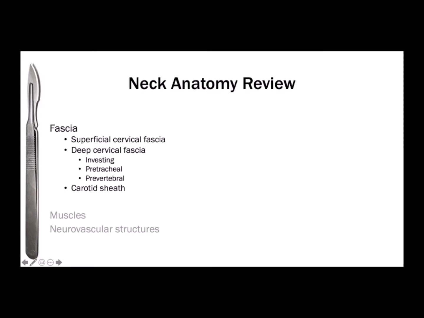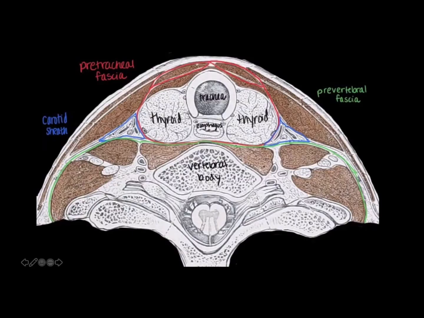So the deep cervical fascia, you have 3 layers. You have an investing layer, which is the outermost part. We're not really concerned about that today. And then you have the pretracheal and prevertebral fascia. Here, this is a drawing that I've labeled for you so you can see what I'm talking about.